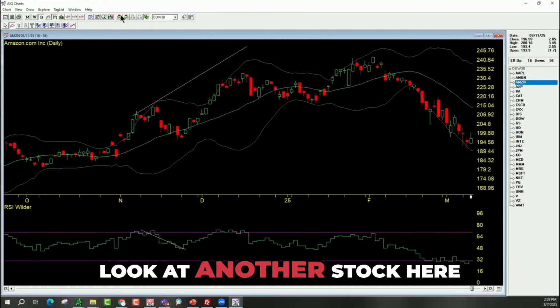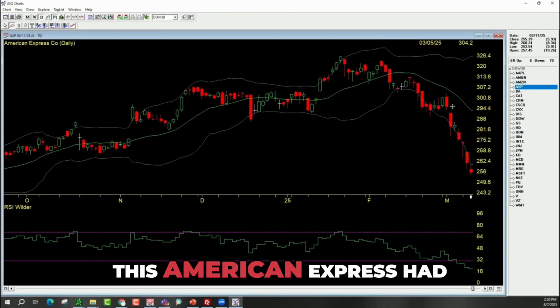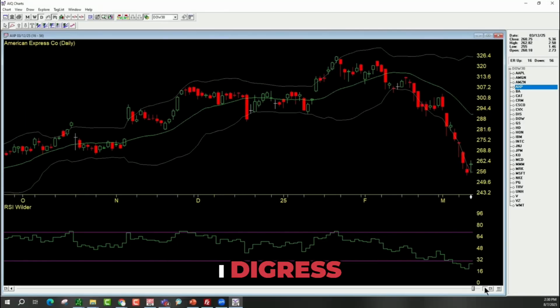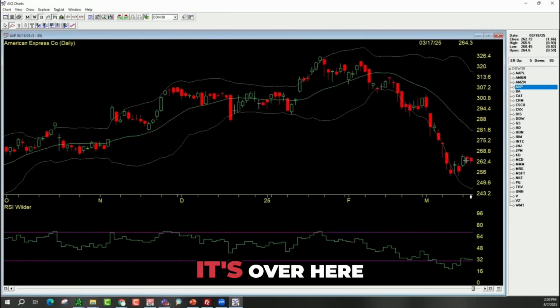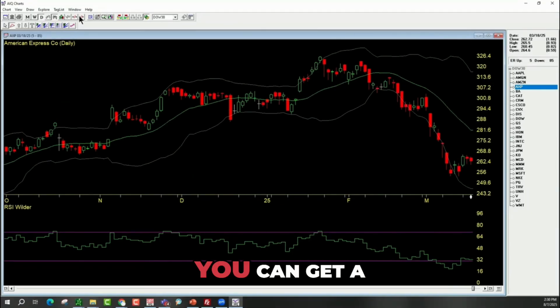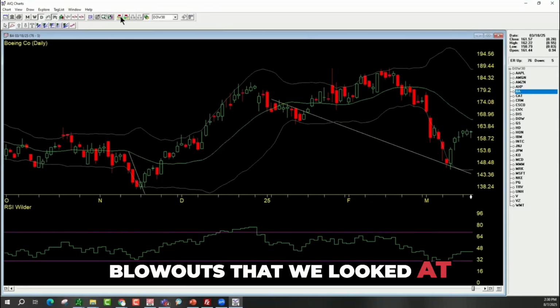Let's have a quick look at another stock here. It's got one of the blowouts in here. By the way, this American Express had a great, this is hugging the line again. Look at that. It's a great one. I digress, but hugging the line there. Over here, you're moving away from the line, you're done with it, right? It's over. Hugging the line here, much shorter term, but still, you can get a few points out of that. I'm just looking for the blowouts that we looked at earlier here.